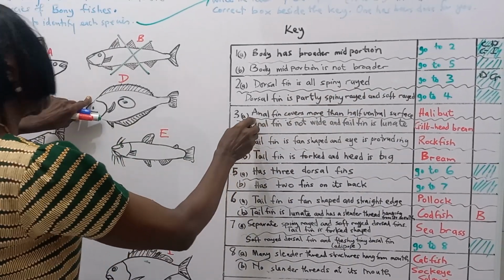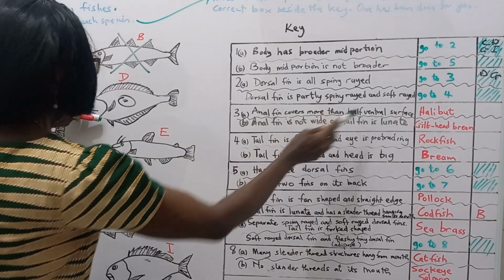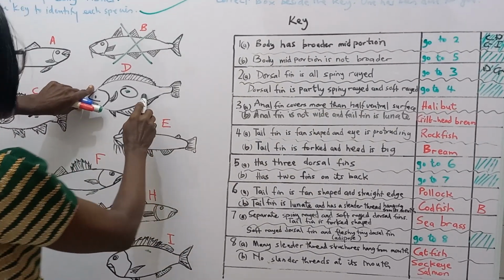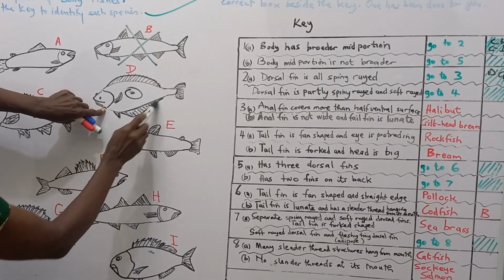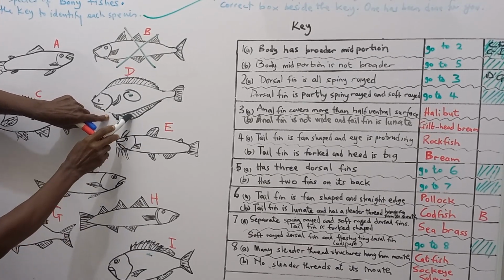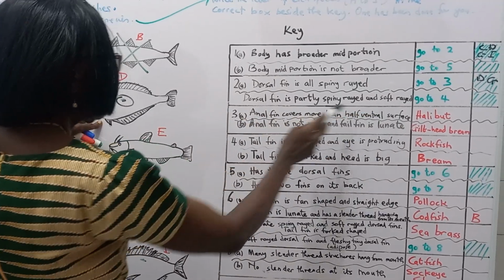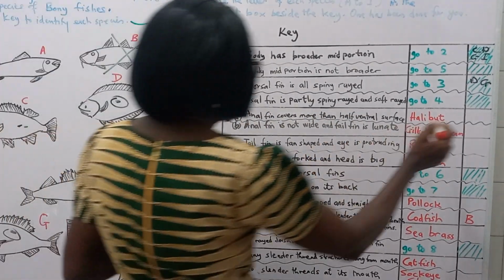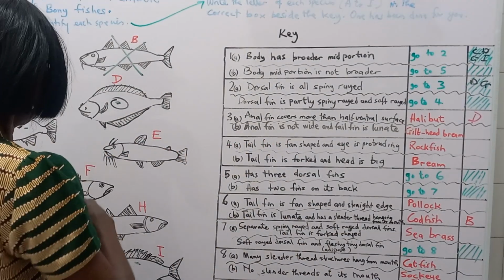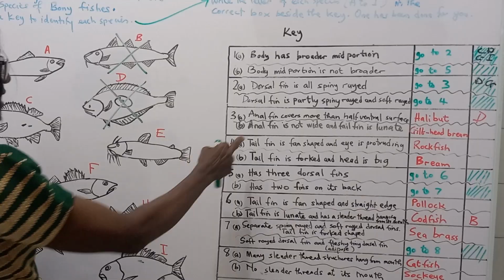So 3 here, we have anal fin covers more than half the ventral surface. We are dealing with D and G. And we are being told that the anal fin is covering half the ventral surface. And it's this one, isn't it? That's D. And we've been told that this one is called halibut. So we've got the answer here. This is D. And so we finish working with D. We strike it out. Meanwhile, we are still here.